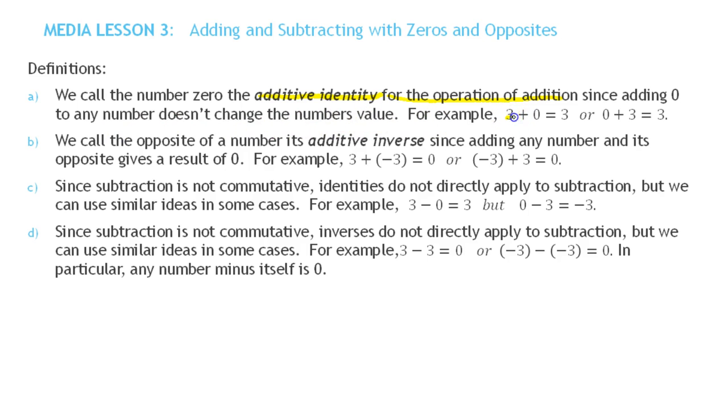So for example, 3 plus 0 equals 3, or 0 plus 3 equals 3. So adding 0 to a number gives back itself. So we think of that as an additive identity because it gives back the same number.